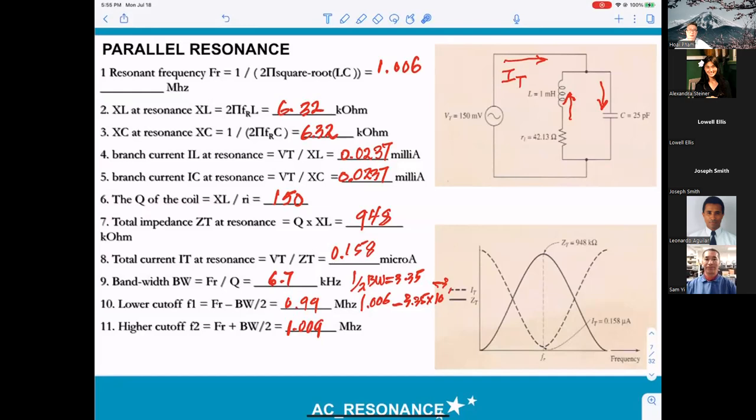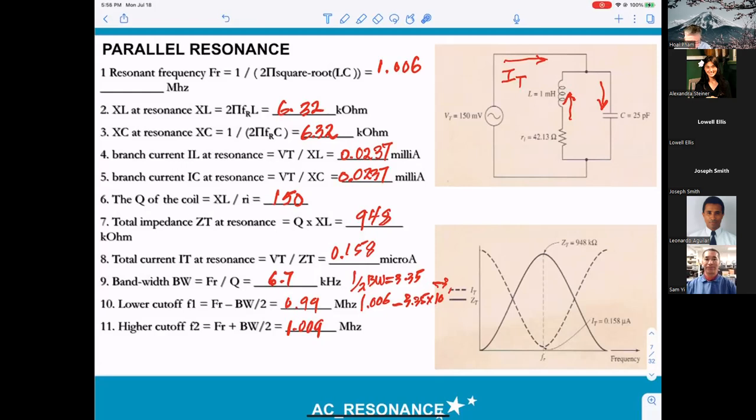Okay, who gets the 1.006 megahertz? 1.006 megahertz is correct. Same thing, right? Yeah. Okay, good. Go to number two.